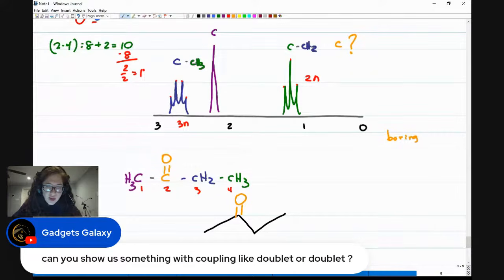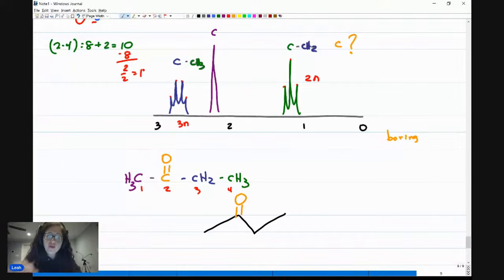Can you choose something with coupling, like doublet, or if you mean like a doublet of doublets, I'm not going to go into that today because today is an introduction to NMR. And I don't know that I actually ever taught that. So that is kind of at a higher level. A lot of professors do require it, but most don't. So yeah, I have not covered that.